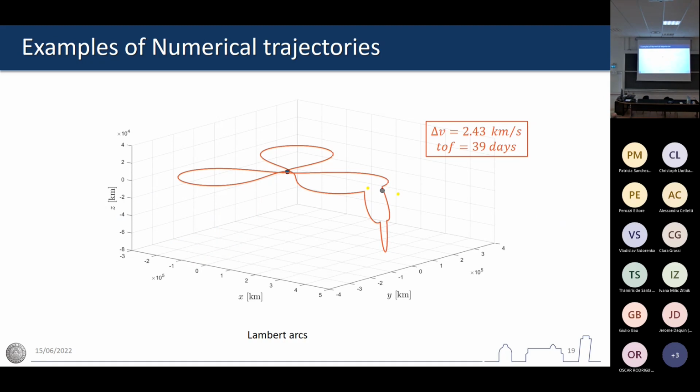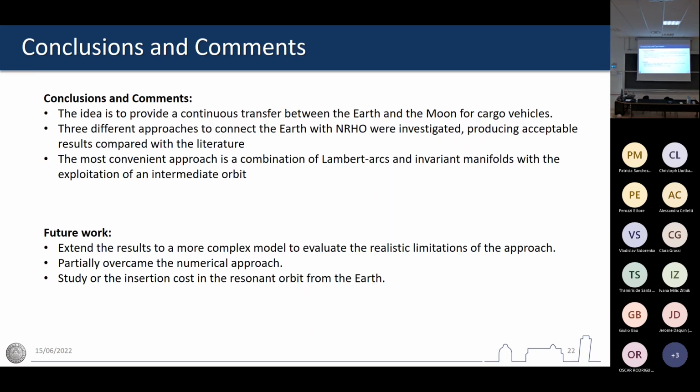Okay, so this is just a numerical example of the results. In here, we spend 2.43 kilometers per second, and we have 40 days. This one, we spend a bit more. This is only manifold, and it's not very convenient in terms of time. And this is the best solution that I was saying, a combination between manifold and Lambert-Arcs.